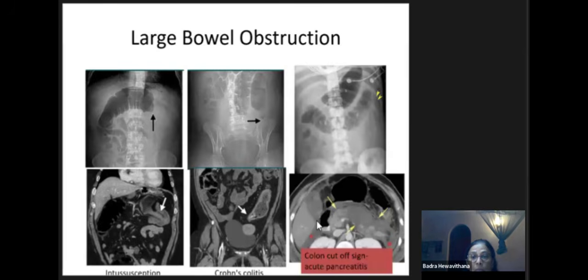And this one is a very famous thing. We call it the colon cutoff sign. So this is the colon, this is the stomach. You can imagine the patient is very ill, and the CT scan done immediately shows necrotizing pancreatitis. So this is the classic sign. It is called colon cutoff. So you don't get gas going beyond. You can see there's no gas in the descending colon. So remember this sign, the colon cutoff sign.